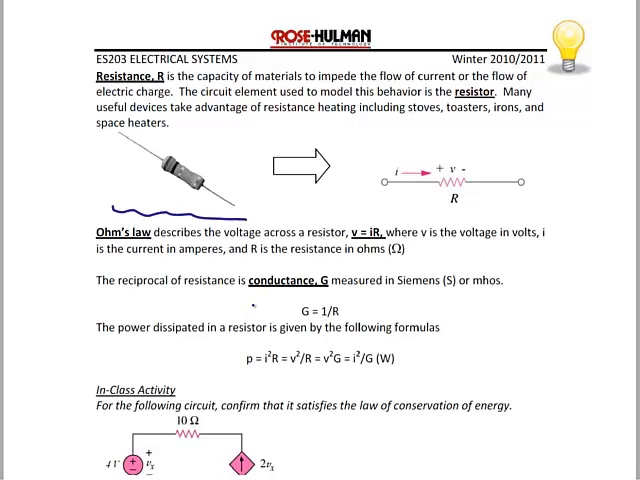We also talk about conductance sometimes, where conductance is measured in either Siemens or Mhos, which is an upside down capital omega. And the relationship between conductance and resistance is G is equal to 1 over R.